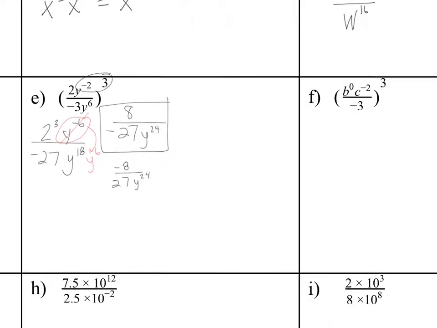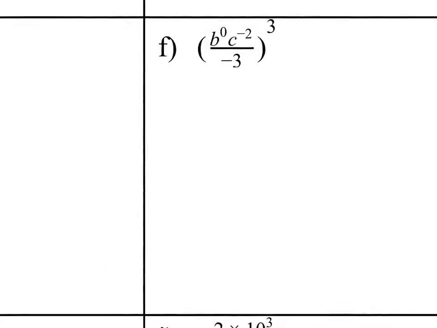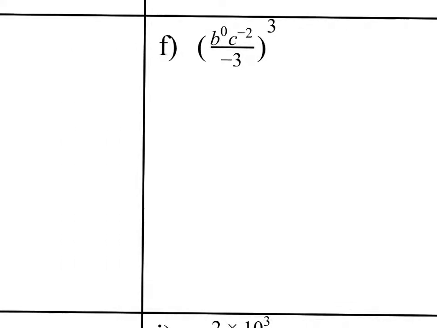And then letter F, you're going to cube each thing. So it's going to be b to the 0. So this is going to be b to the 0 power, which is just 1. C, I don't need these parentheses. So c to the negative 6. And then negative 3 cubed is negative 27.